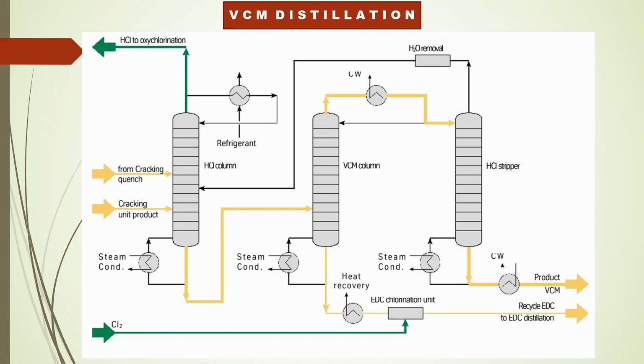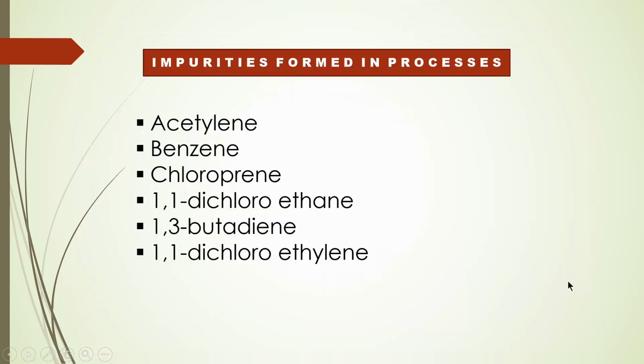Then from the bottom, the HCl-removed VCM is sent to the VCM column, from which the other byproduct impurities I have said, like 1,1-dichloroethane, etc., which come with the VCM, get separated out. Then it is sent to the HCl stripper, from where the water molecules and the HCl traces can be removed out, and we get the VCM. The percentage of purification of VCM here is above 98%. Now these are the impurities: acetylene, benzene, chloroprene, 1,1-dichloroethane, 1,3-butadiene, and 1,1-dichloroethylene.